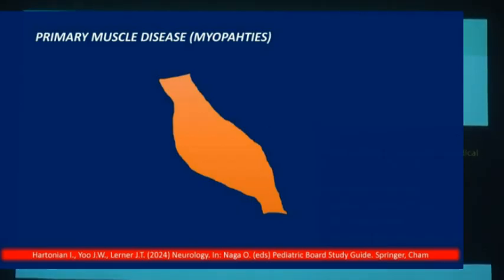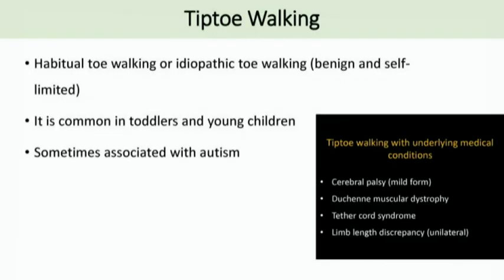Tiptoe walking is important for us to be aware of. The most common type is idiopathic, which means no underlying cause. A child is just walking on tiptoes because they prefer to do that. This can be normal in the first 3 years of life. But you also have to keep in the back of your mind that it can be associated with other underlying problems.